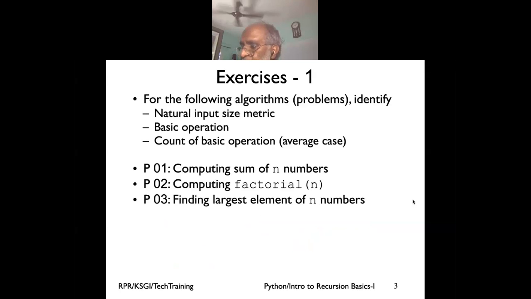Finding the largest element of n numbers, same way: take the first element as the largest and then compare with every other element. If you find another element larger than this, make that the largest, and then finally print. So these are very simple cases of solving a problem.